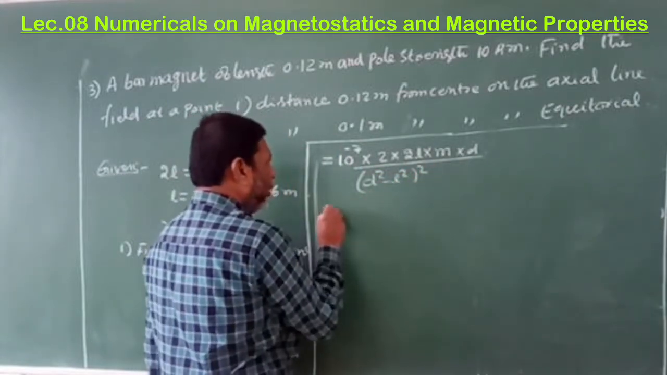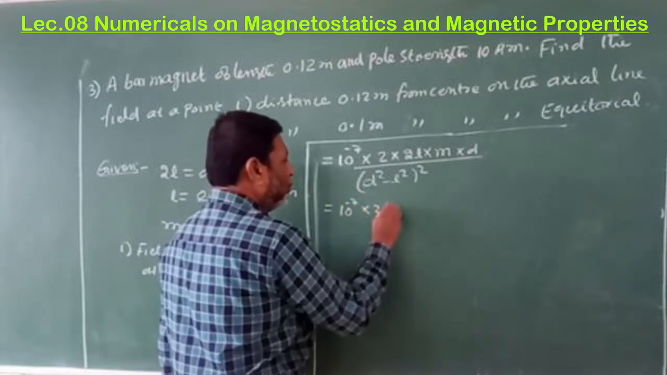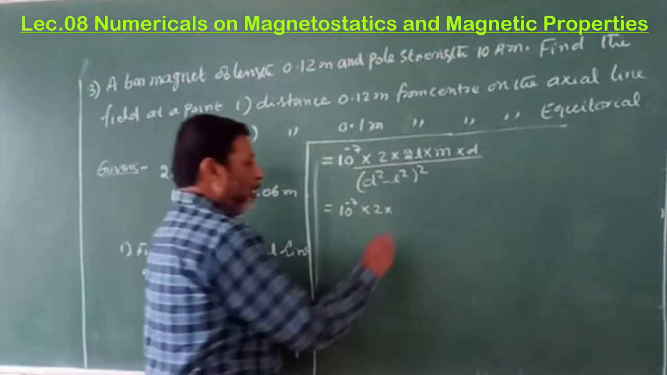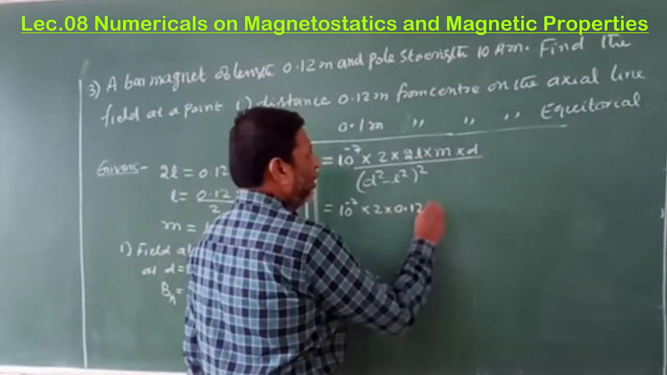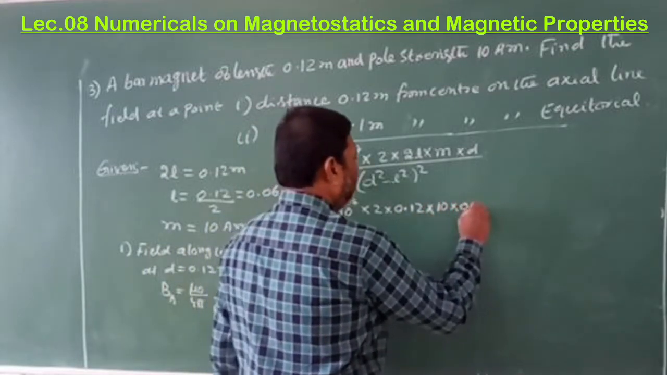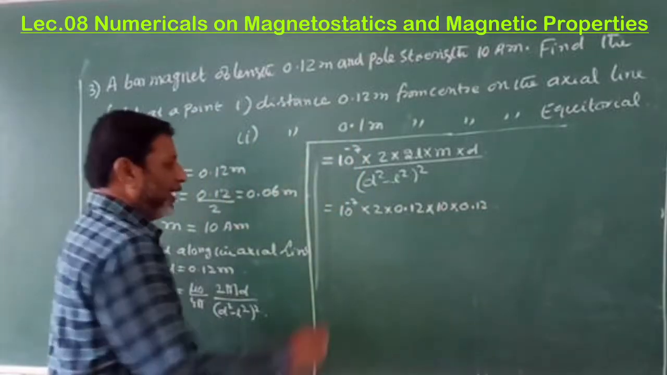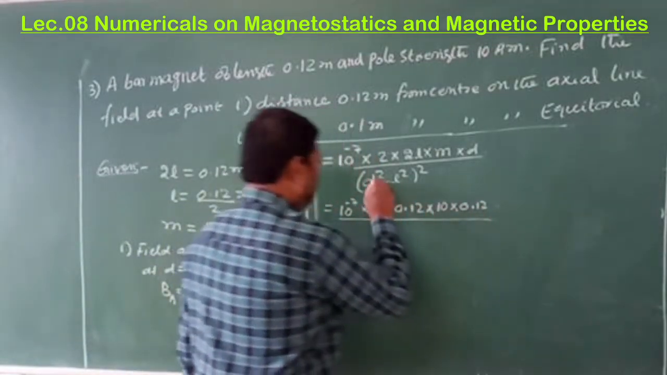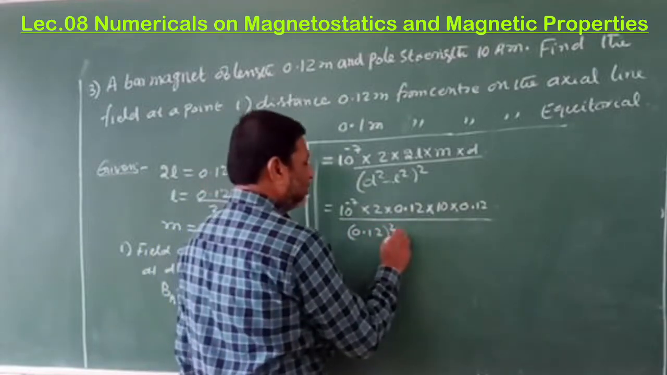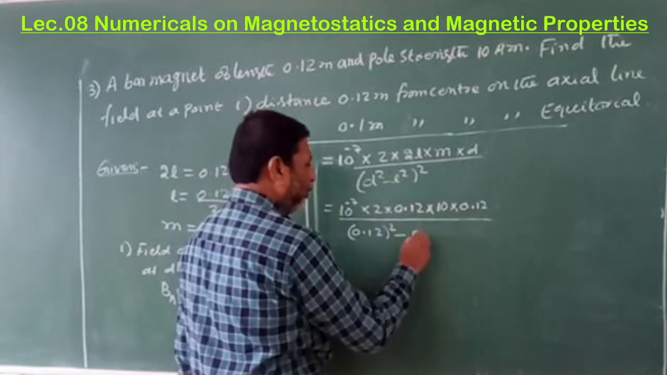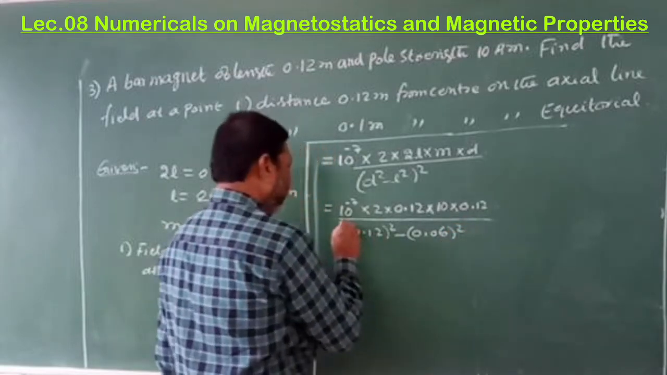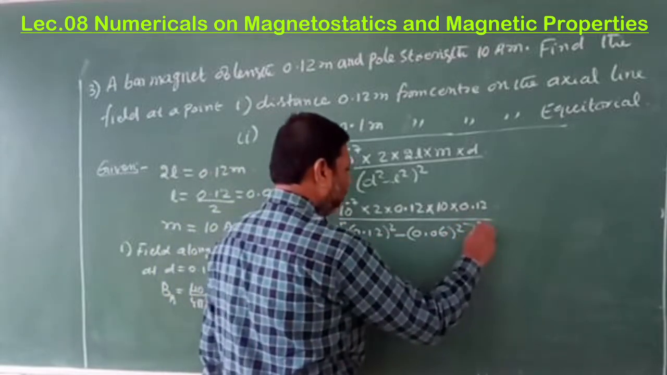Now this is equal to 10 to the power of minus 7 into 2L, whose value is given to you directly as 0.12. Then this is 0.12 into 10 into d, where d is 0.12, divided by d, which is 0.12 whole square minus 0.06 whole square. Then you will get it here as a square.